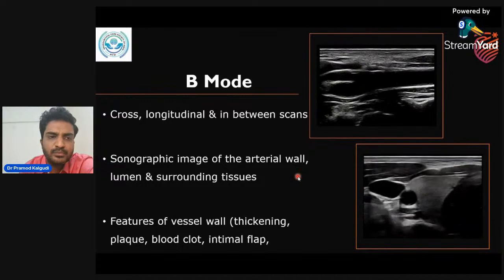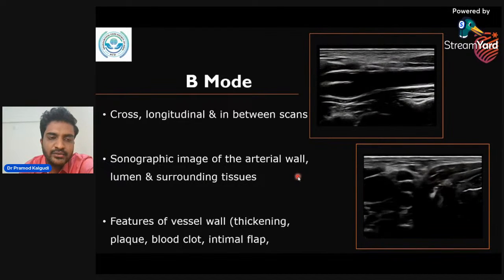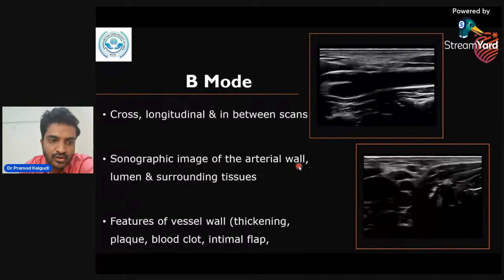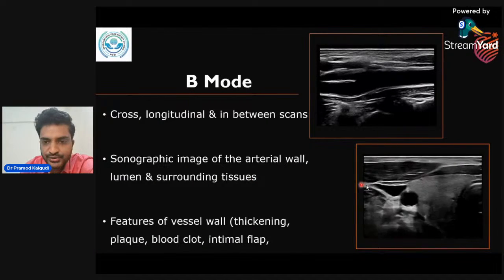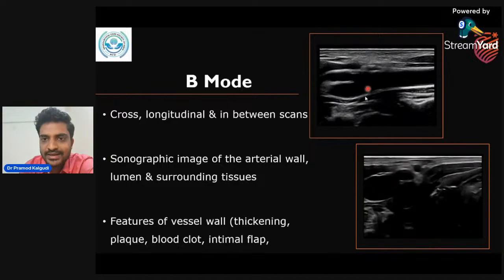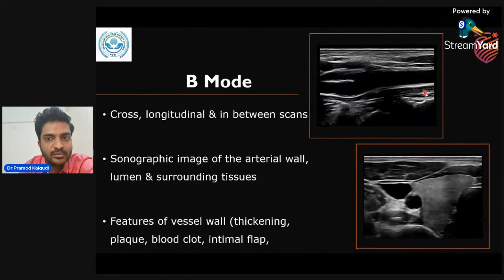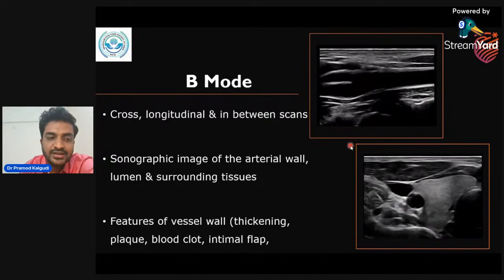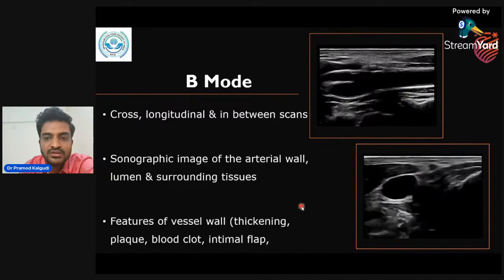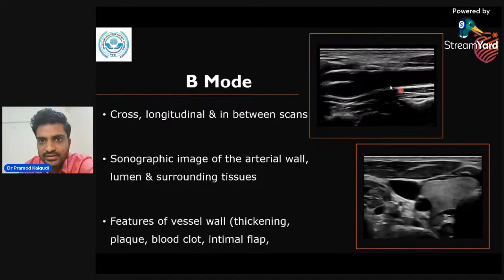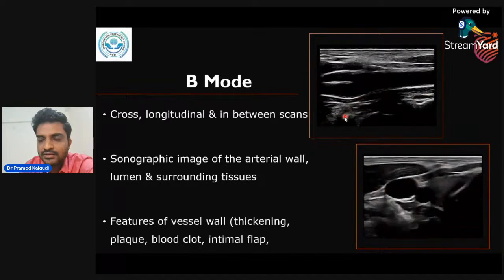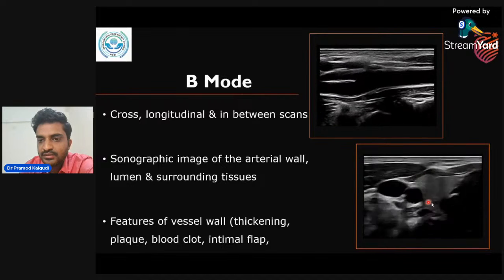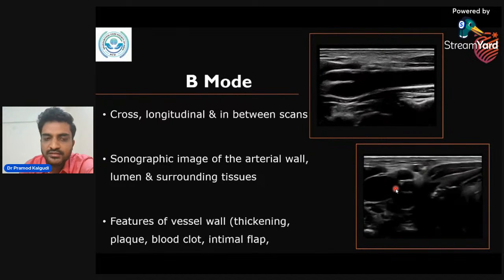So B mode is the more basic mode, which you need to use whenever you're looking at, let's say, an arterial wall or a lumen or surrounding tissues, because you want clarity about what exactly is happening in the lumen, outside the lumen, or on the wall. You would use this whenever you're measuring any thickness or plaque or clots or any intimal flaps. As you can see in these two images, you can see the vessel wall so clearly in this, and also a thyroid tissue here and the vascular structures in this one.